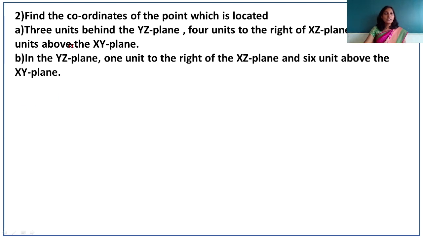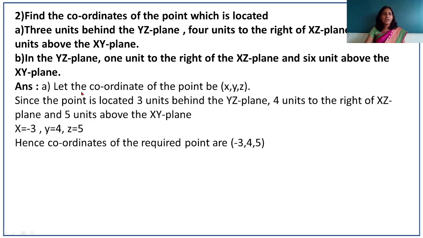Then next example, find the coordinates of the point which is located: A, a point 3 units behind the YZ plane, 4 units to the right of XZ plane, 5 units above the XY plane, and second, B, is in the YZ plane, 1 unit to the right of the XZ plane and 6 units above the XY plane.